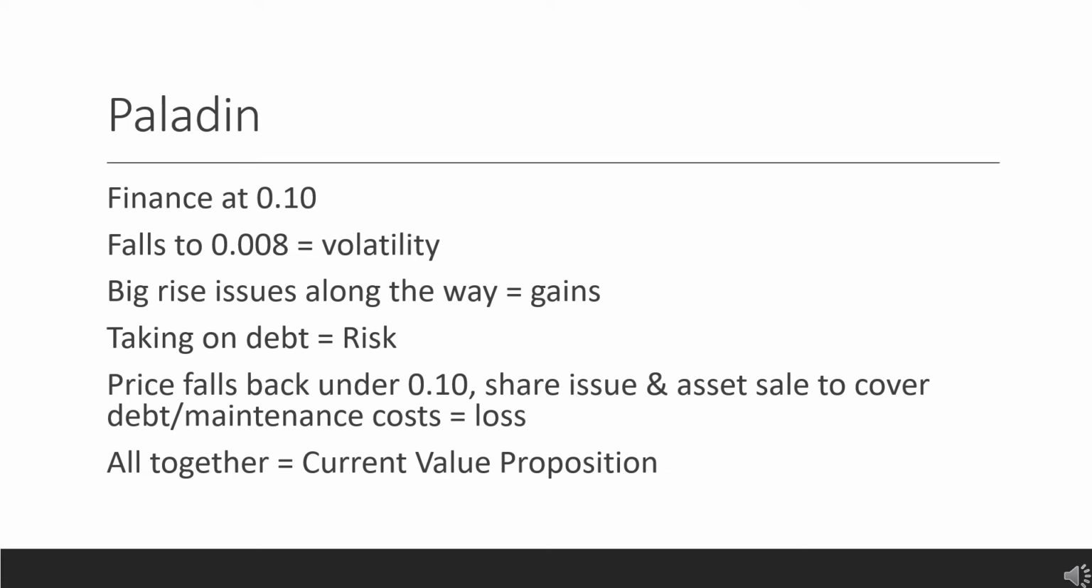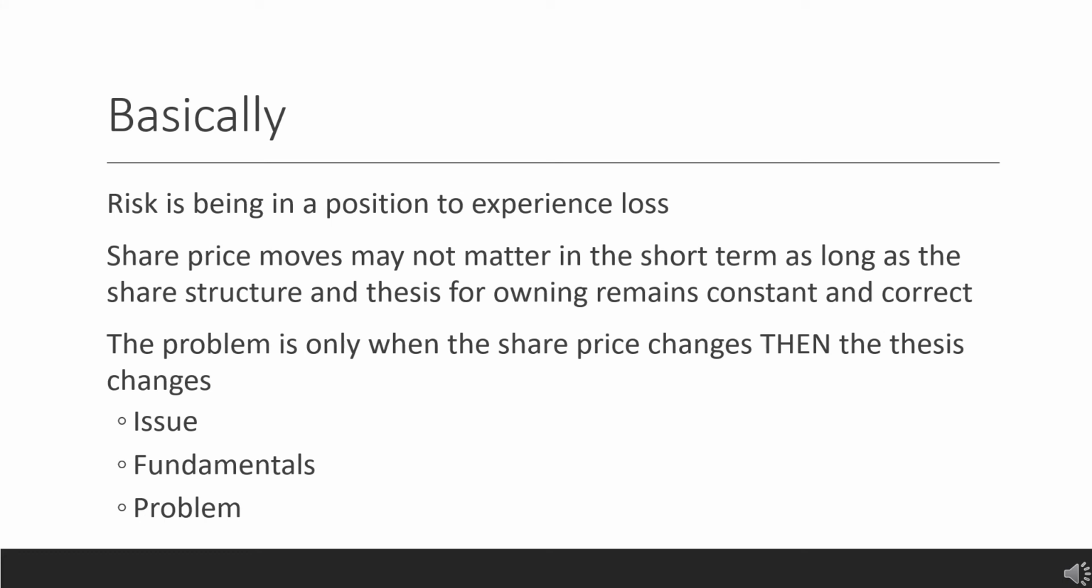And there, all the share issues along the way at a higher price, the attempts to create value and do different things, well, those could be considered gains if they were issued at higher than 10 cents. Then the taking on debt, that would be a risk, the risk of permanent loss of the money. And then the flip of the cycle and the share price falling back under 10 cents. And so then the share issue when they raised money recently, and when they sold assets to try and cover the debt and survive, well, that's loss. Basically, risk is being in a position where you can experience loss.